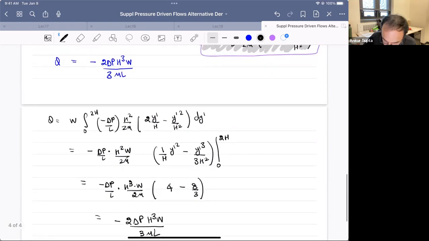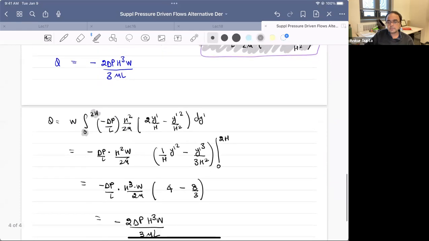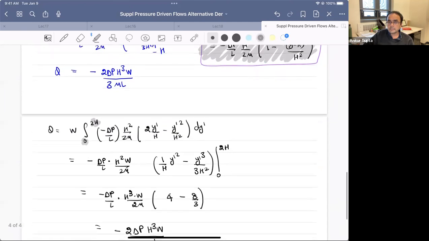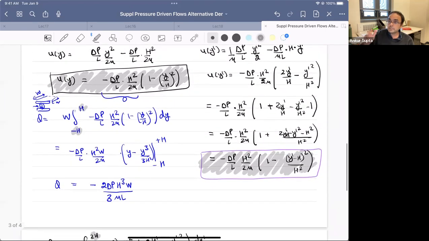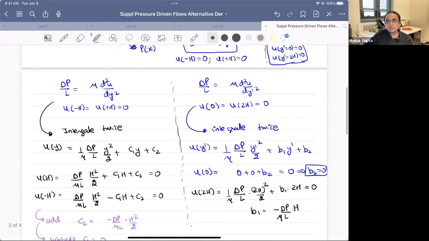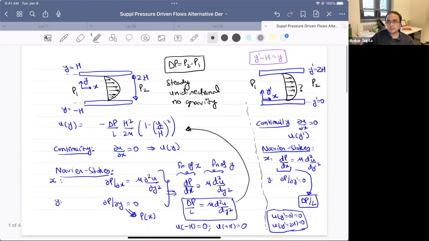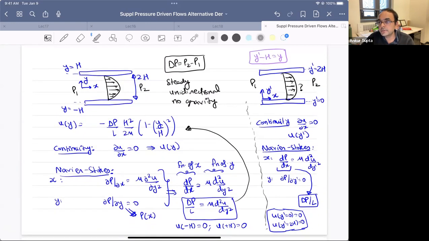So here the limits are 0 to 2h. Here the limits were minus h to h, but we do match the solution, and it nicely comes out to be the same. Okay, so I might have rushed a little bit of integration and some of the math steps, but the procedure hopefully is clear. I highly recommend practicing these kinds of things on your own and making sure you're comfortable with all of these things. And I think that just helps you gain better experience of different flow calculations.